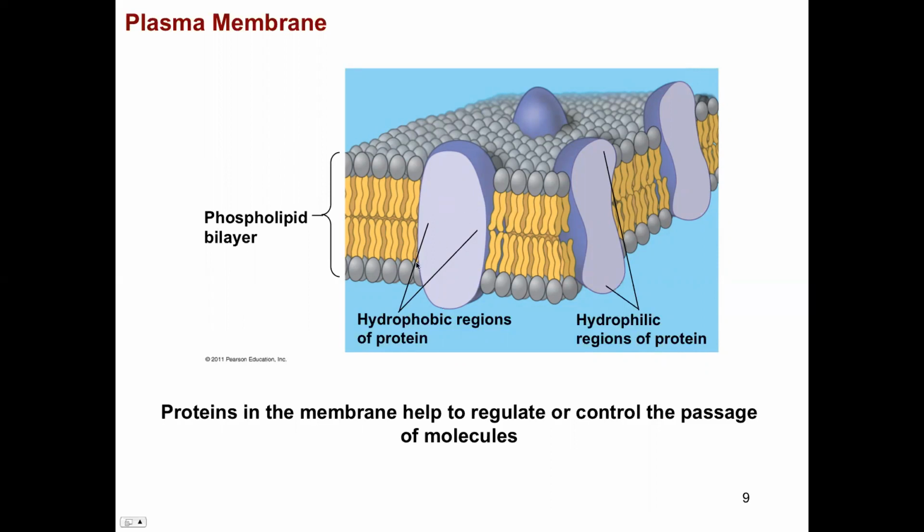So suffice to say, you can have proteins that go all the way through, proteins that are on the outside, and other proteins that are on the inside of the cell, depending on what the function of that protein is. And like I said, we'll go over those functions. We've got 6 different functions of membrane proteins.